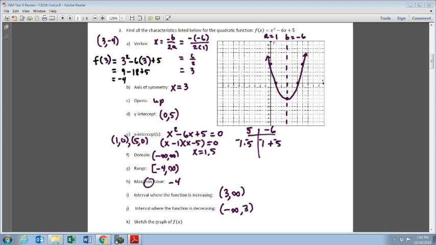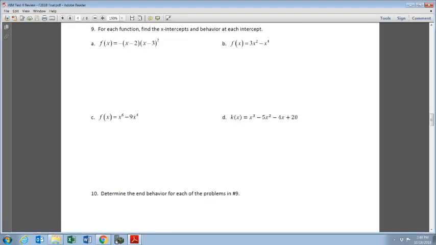All right, so that does it for number 3. Let's move on. Alright, so on number 9, it says for each function find the x-intercepts and behavior at each x-intercept. So on letter A here, you can see that x is going to be 2 and 3. Those are our zeros, and those also tell us where our x-intercepts are going to be.